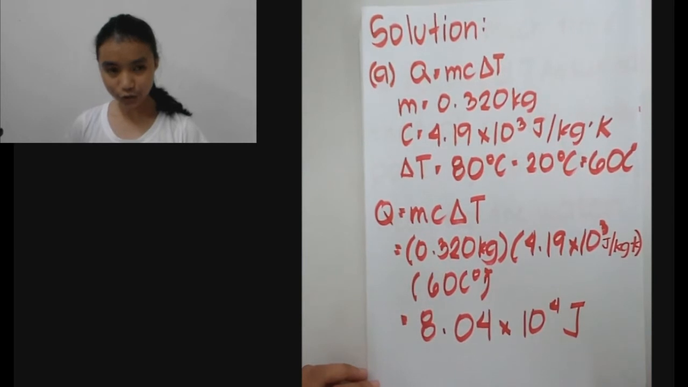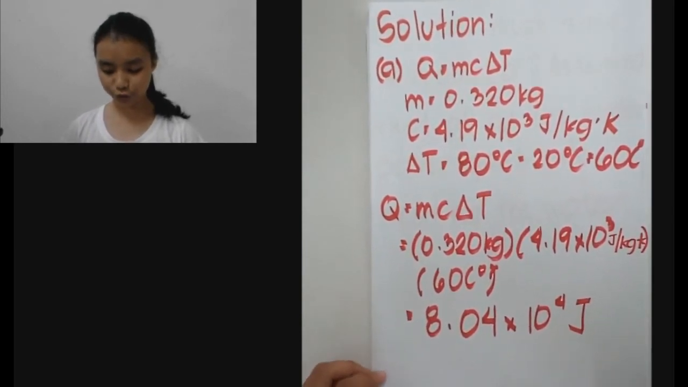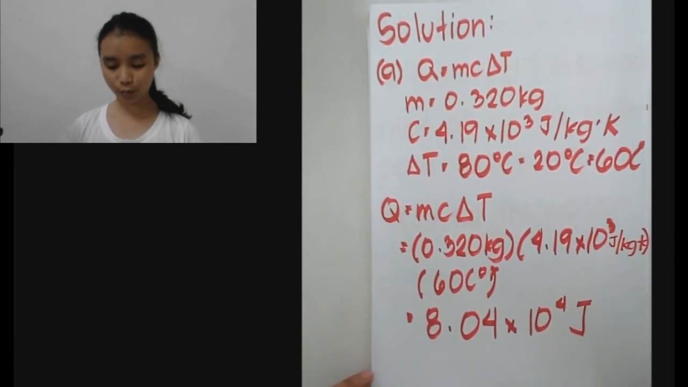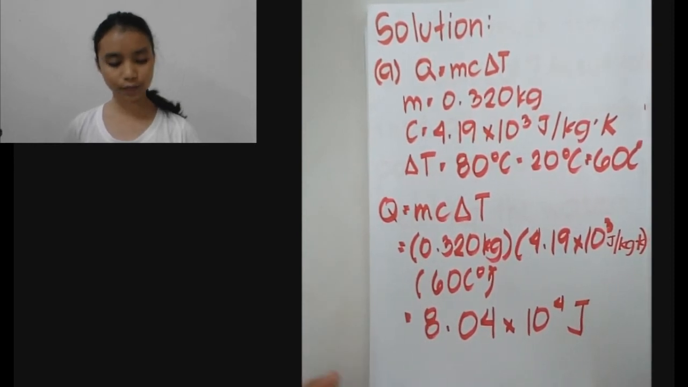Celsius degrees. So our formula for the quantity of heat is Q equals m c change of T. We plug in our values. So we have 8.04 times 10 to the power of 4 joules.